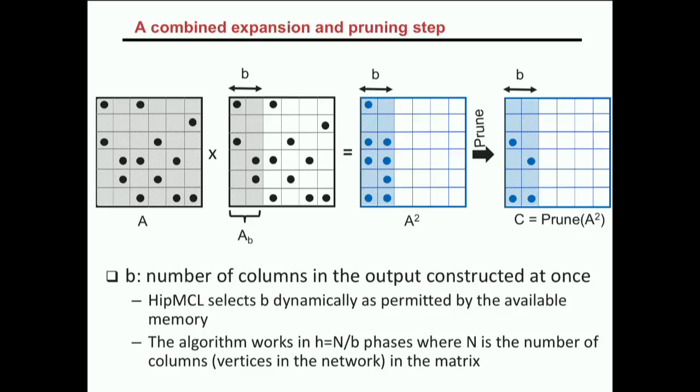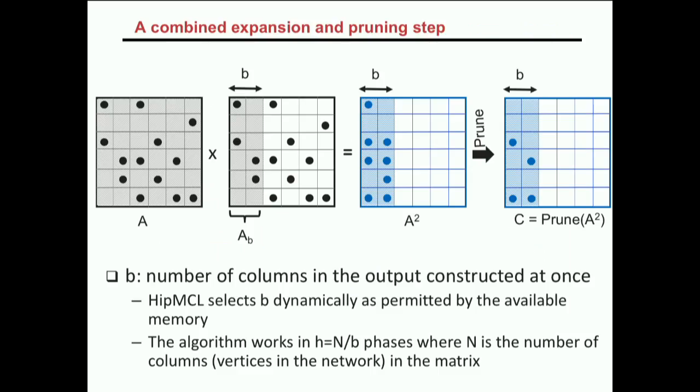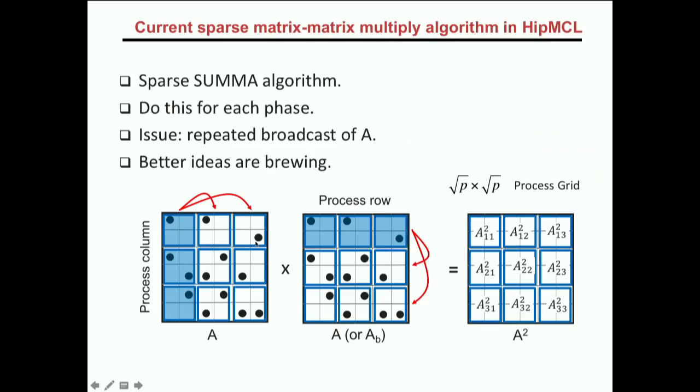But you'll see what the problem there is, and there's actually room for improvement for anyone that wants to work on this. The individual algorithm that we use for this A times, for example, A underscore B part is a sparse version of the SUMMA algorithm that you've seen in the dense linear algebra class. Basically, it's a two-dimensional algorithm.